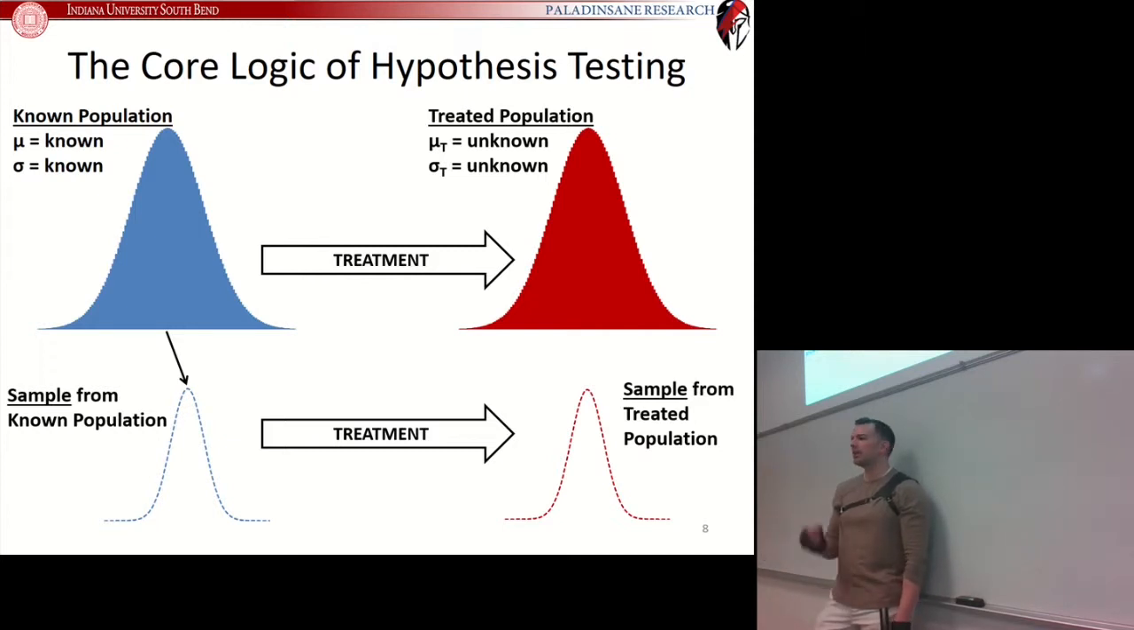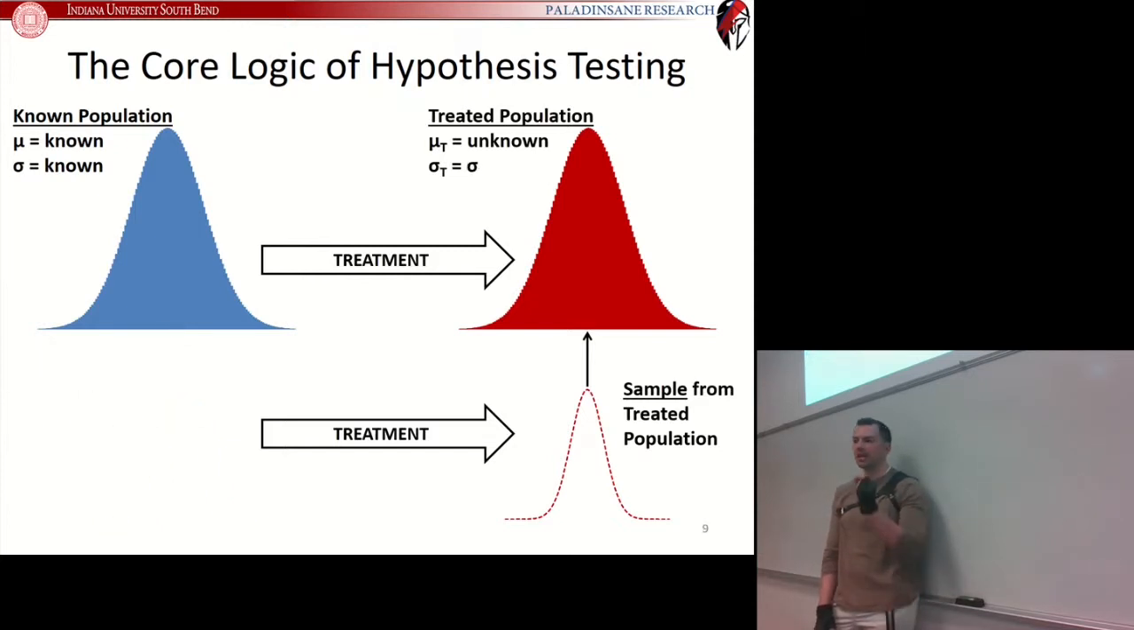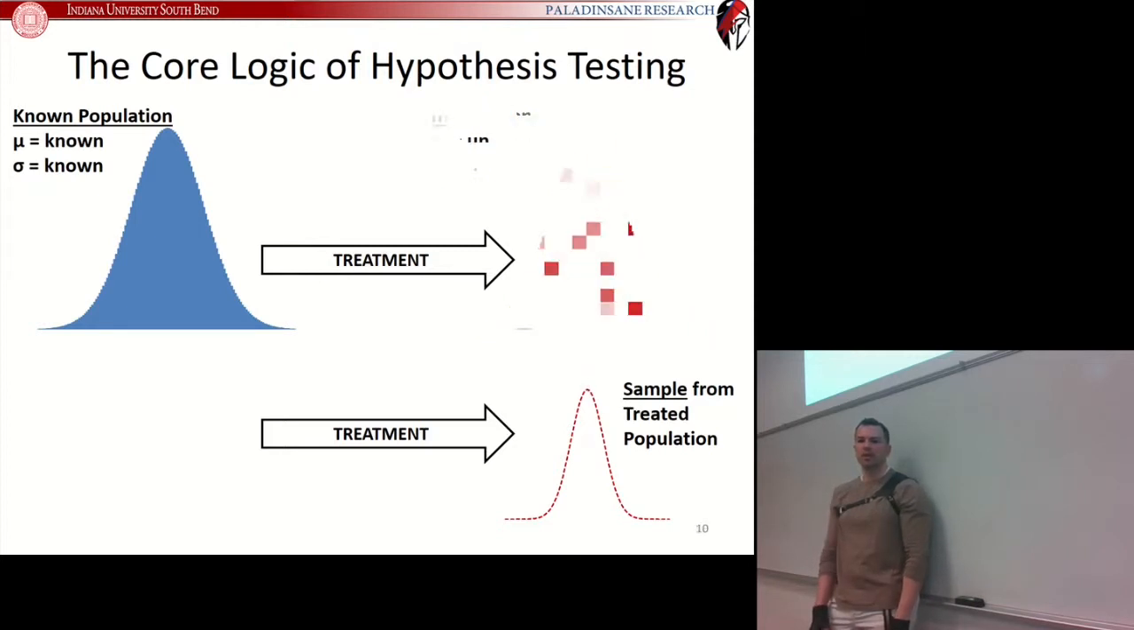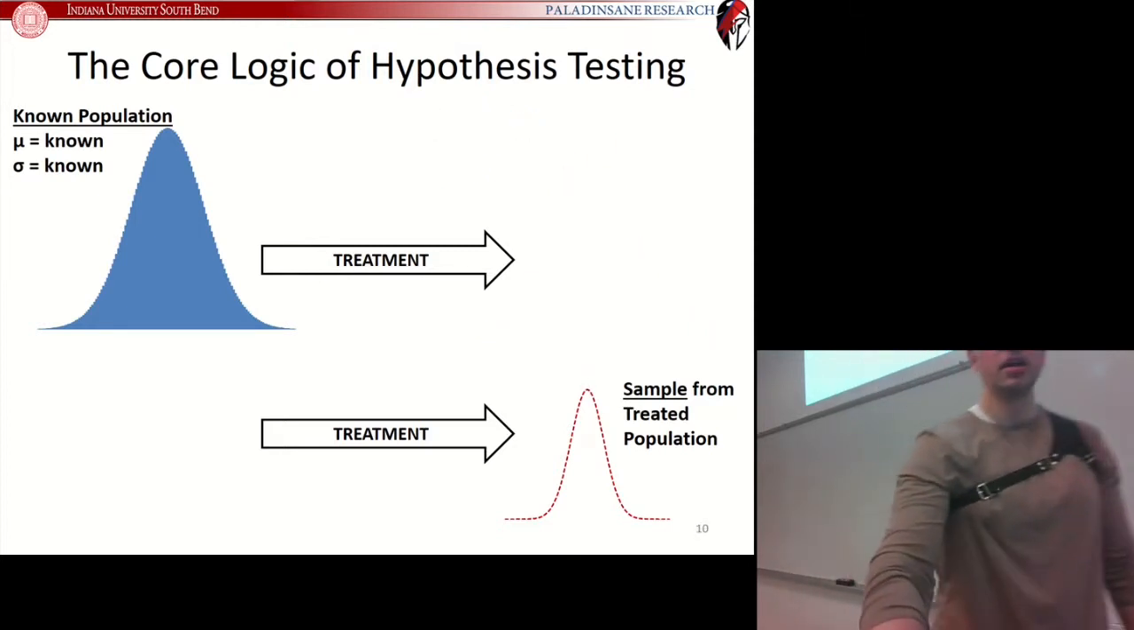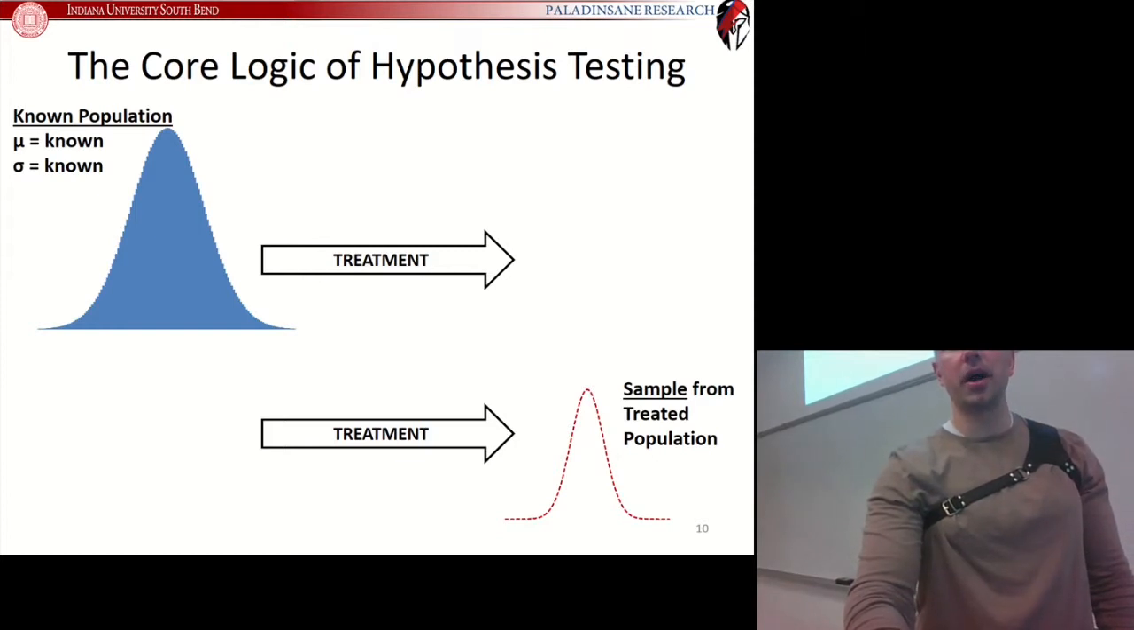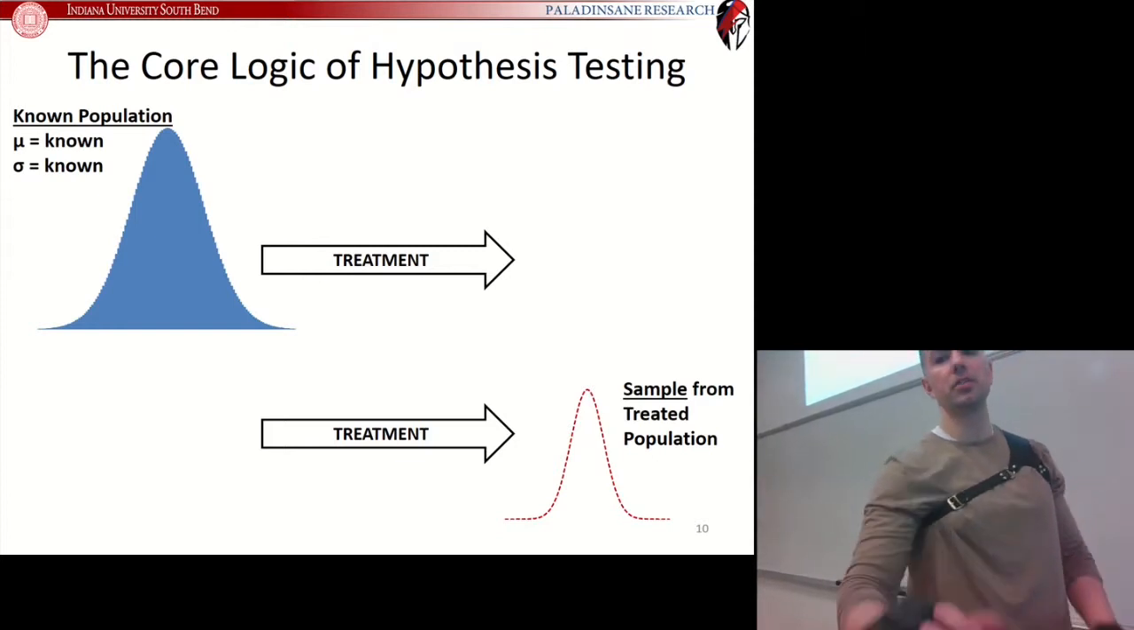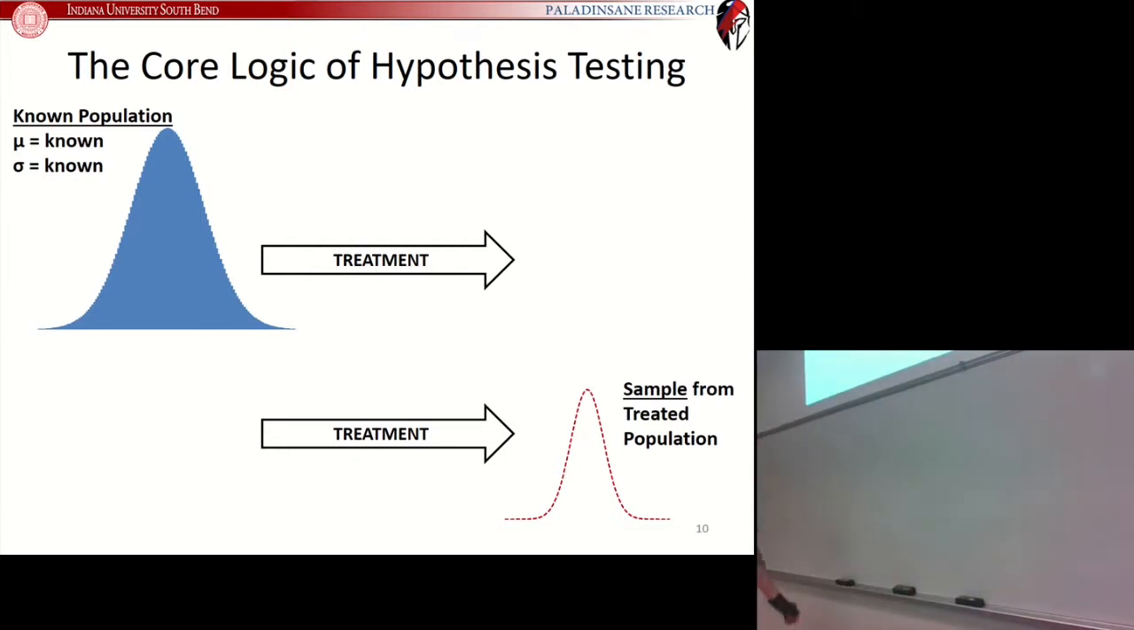And our decision is whether or not that treated sample has changed enough so that it must belong to this new treated population. So that's all that hypothesis testing is. You take that treated sample and you ask yourself, does it belong to that treated population? Another way to ask this question is not whether it belongs to the treated population, but does it no longer belong to that known population, that untreated population? So if it doesn't belong to the known or untreated population, then it must belong to a new population. So it's the same question asked in a different way.